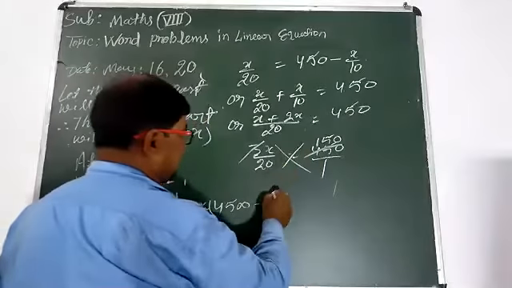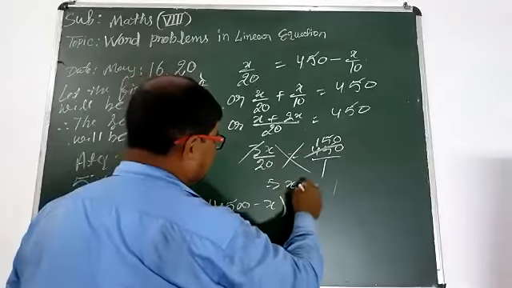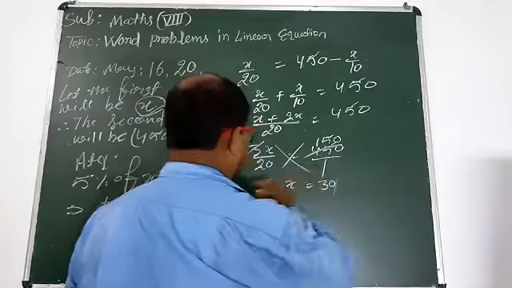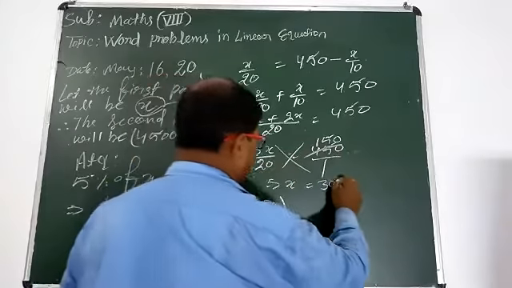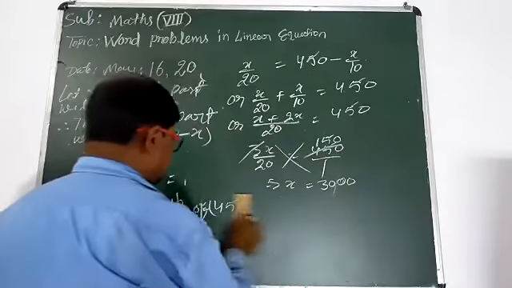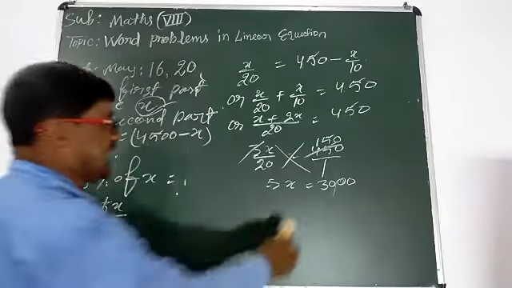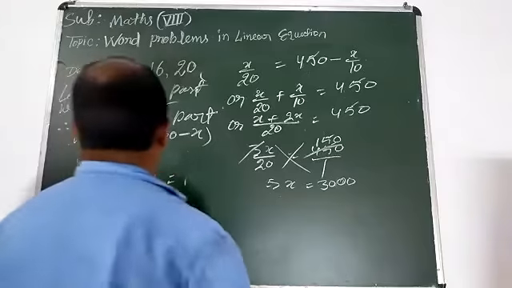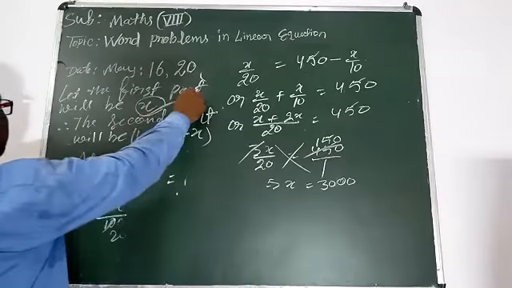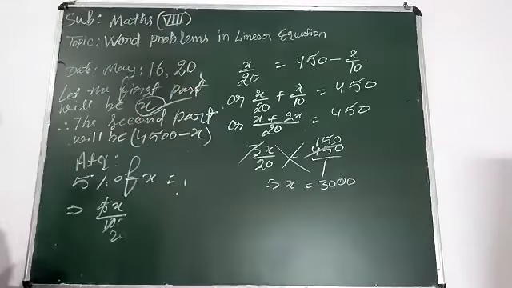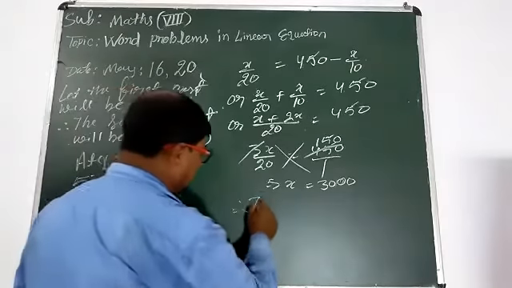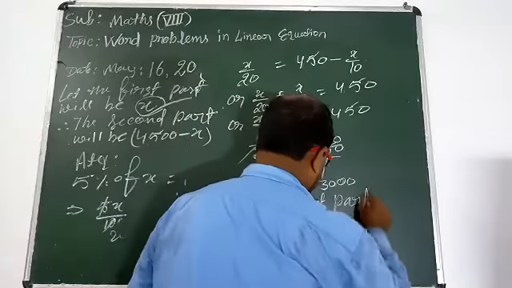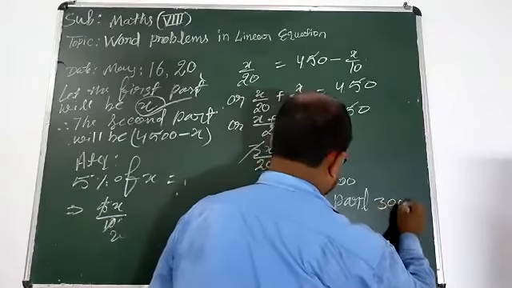Now by cross multiplying you can say x times 1 is x equal to 20 multiplied by 450. 20 times 450 is 9000, divided by 3 is 3000. So x equal to 3000 now. In this way, you can find the value of x, and the value of x will be the first part in the division. Okay, 3000.